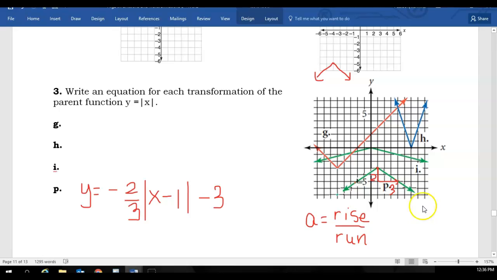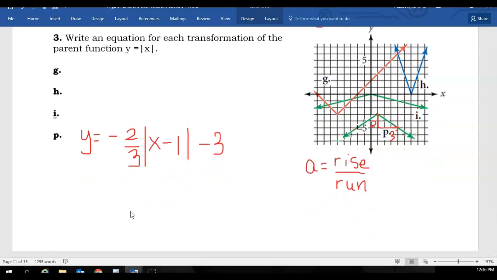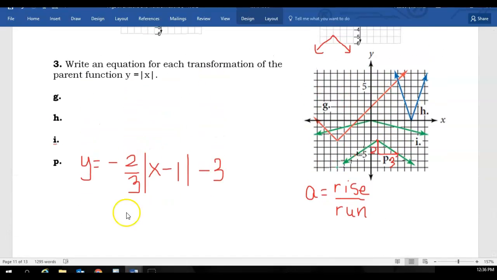That's done. So it's the same for G, H, and I. Letters are kind of random. But use rise over run to try to figure out that dilation factor in the front. And if you're struggling with that, as long as you're getting the translation numbers and plus or minus, depending on if it's up or down, do your best, and let me know if you have more questions. Thank you.